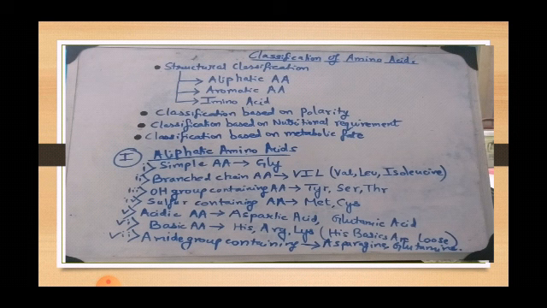Simple amino acids like glycine have a simple structure. Now we have branched chain amino acids. The code for this we can remember is VIL. V means valine, I for isoleucine, L for leucine. Third one, OH group containing, those amino acids having an OH group. Tyrosine, serine, threonine are the examples. Fourth one, sulfur containing, those amino acids having sulfur. They are methionine, cysteine. Fifth, acidic amino acid.